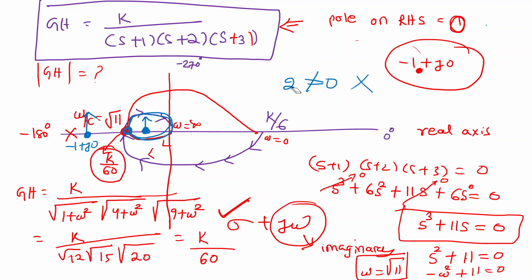It is not satisfying our conditions. So by default, if it is 0, it means the number of encirclement about the minus 1 plus j0 point should be 0. That's why this minus 1 plus j0 point should be on the left hand side. It should not be inside the circle, right?